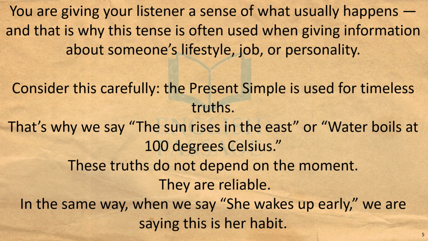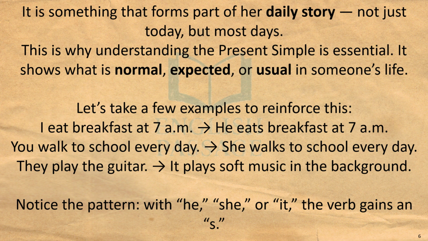Consider this carefully. The present simple is used for timeless truths. That's why we say the sun rises in the east or water boils at 100 degrees Celsius. These truths do not depend on the moment. They are reliable. In the same way, when we say she wakes up early, we are saying this is her habit. It is something that forms part of her daily story, not just today, but most days. This is why understanding the present simple is essential. It shows what is normal, expected, or usual in someone's life.